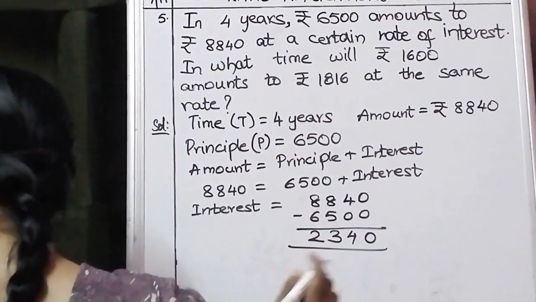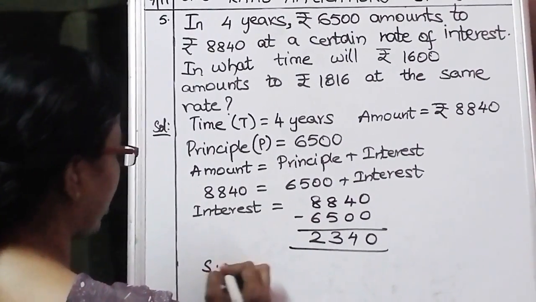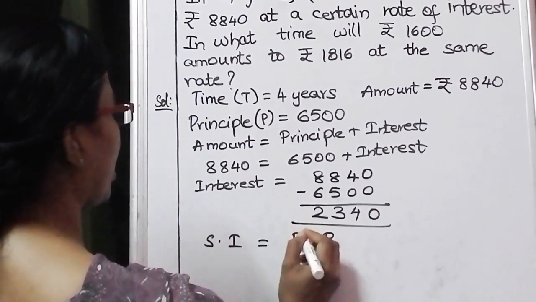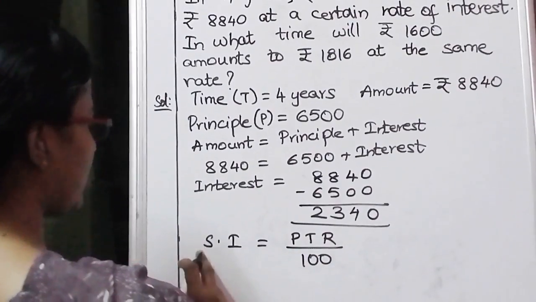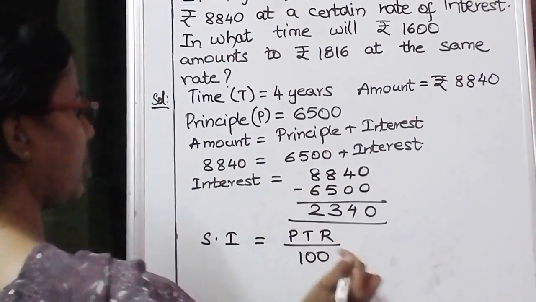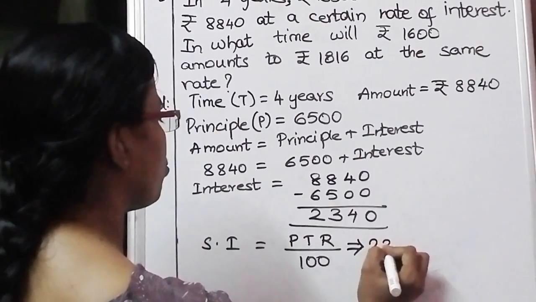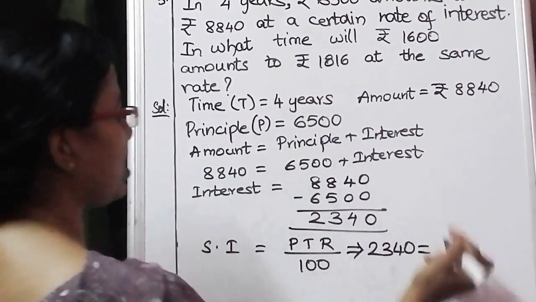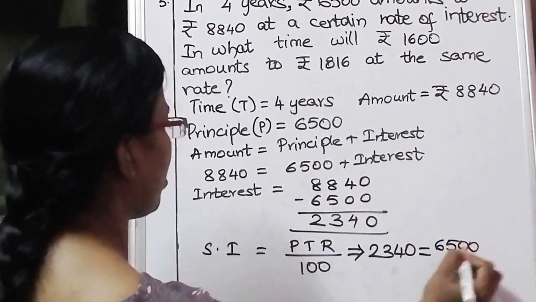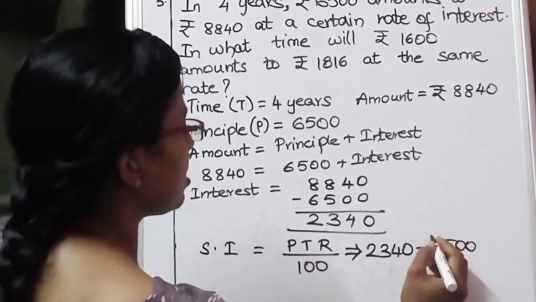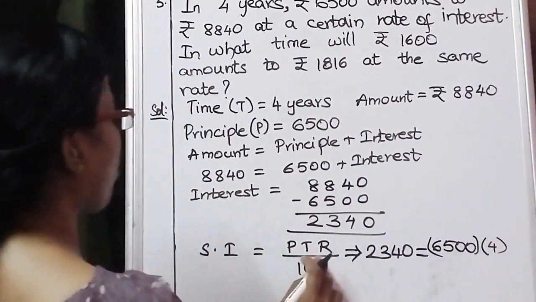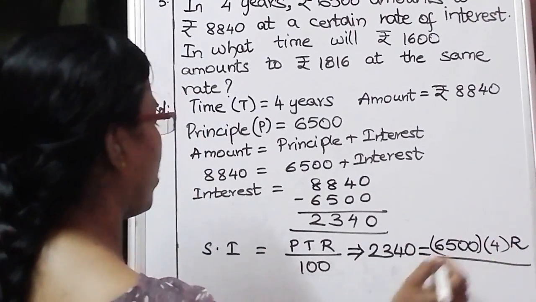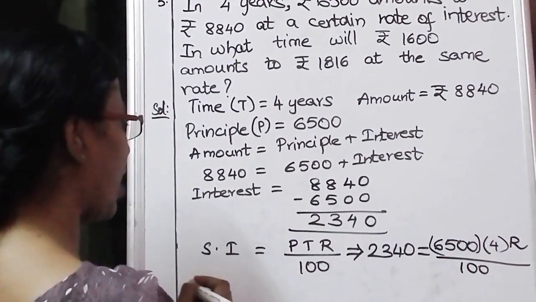2,340. So now let us use the formula for finding out the simple interest. Simple interest is equal to PTR by 100. What is SI? That is simple interest. It implies 2,340 is equal to P. P is the principal, 6,500. What is T? T is given as 4 years. What is R? You have to find out R. So this is divided by 100.